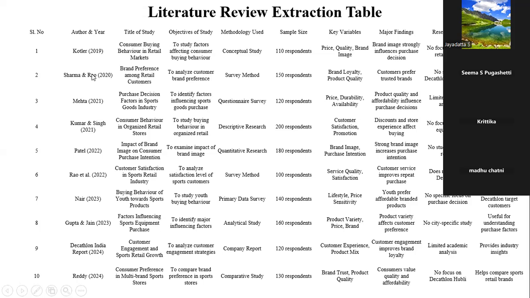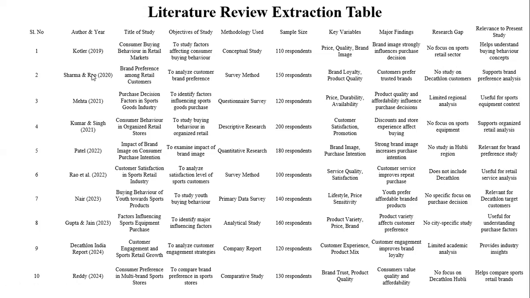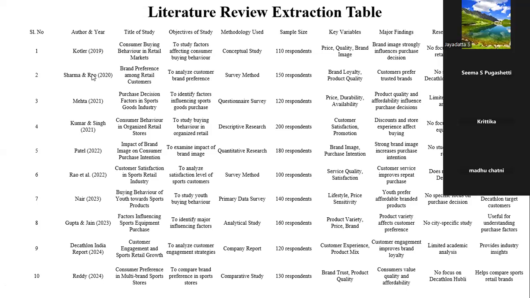Okay, so it will again help you out. It will definitely help you arrive very easily at your review of literature. Apart from that, there are other authors also, like Sharma and Rao in 2020, who talked about brand preference among retail customers. The objective is to analyze customer brand preference. It's a survey method where 150 respondents were part of the sample. Key variables he considered relate to brand loyalty, product quality, and customers preferring trusted brands. No study on Decathlon customers supports the brand preference analysis.